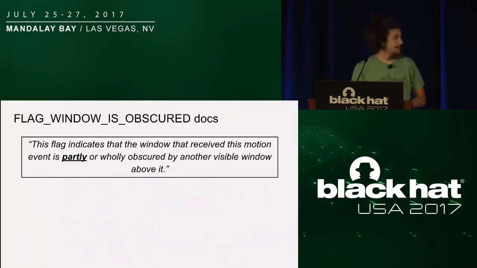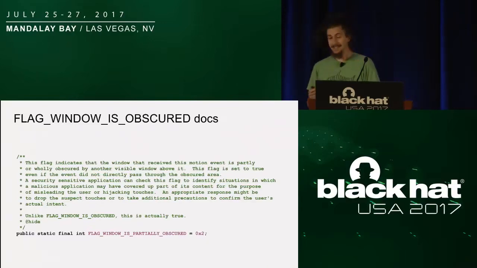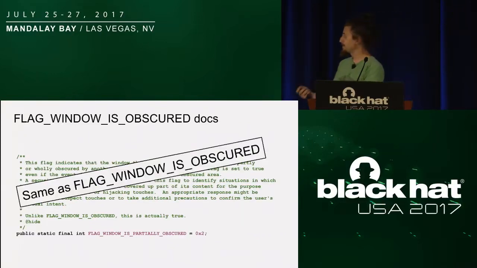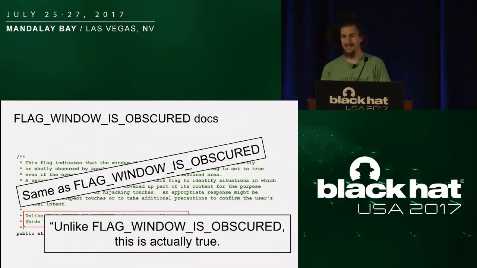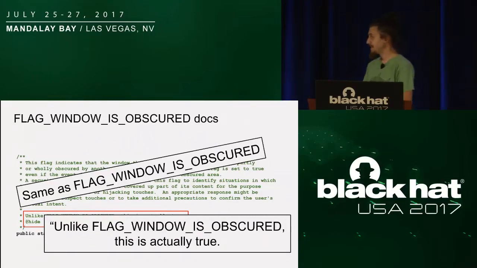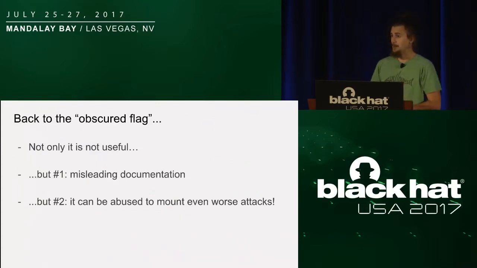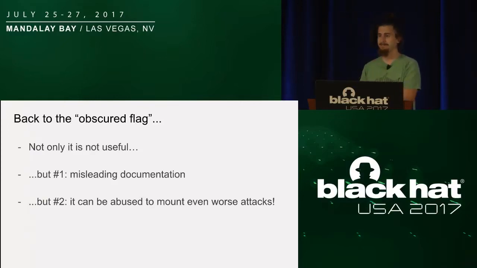And it seems that Google is quite aware of this. We checked the source code and we found a different flag, which is hidden from the documentation, called FLAG_WINDOW_IS_PARTIALLY_OBSCURED. The interesting part is that the documentation here is exactly the same as for FLAG_WINDOW_IS_OBSCURED. The difference is this, where it says, unlike FLAG_WINDOW_IS_OBSCURED, this is actually true. And this is not exposed in the documentation, and I tried and I never saw this flag actually set, so I guess it's going to come in a newer version of Android. The other point is actually a little bit worse. We found that there are ways to abuse this obscure flag in a way to mount even worse attacks.